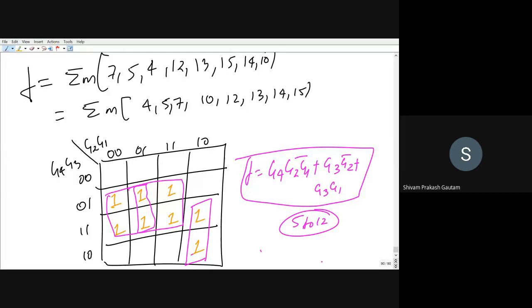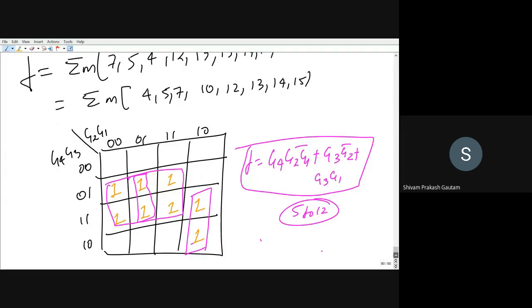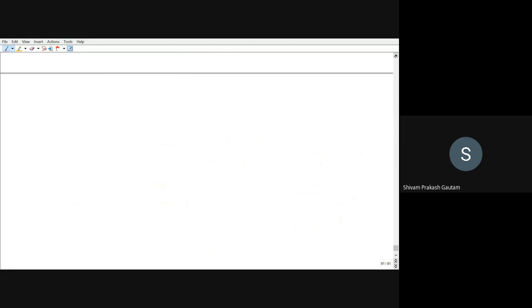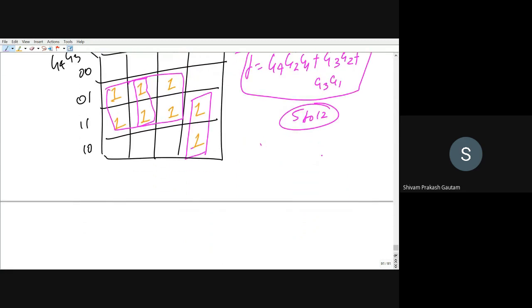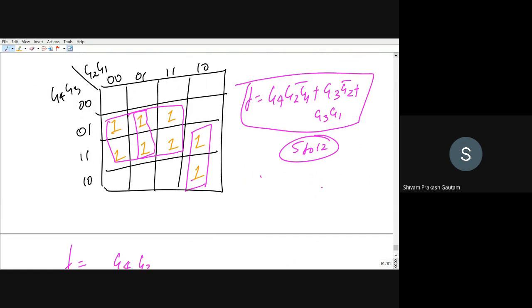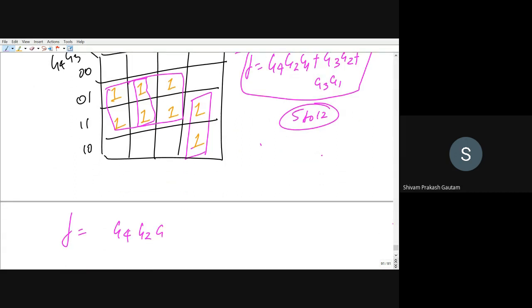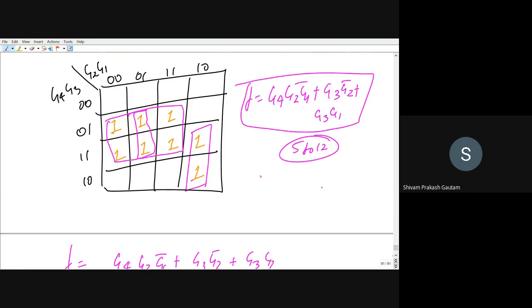Whenever you build this logic, you can build it as well. So let us build this logic. Nowhere has it been asked that you have to draw the minimal, so we do not have to worry. You just have to draw. So this is G4, G2, G1 bar plus G3, G2 bar plus G3, G1.